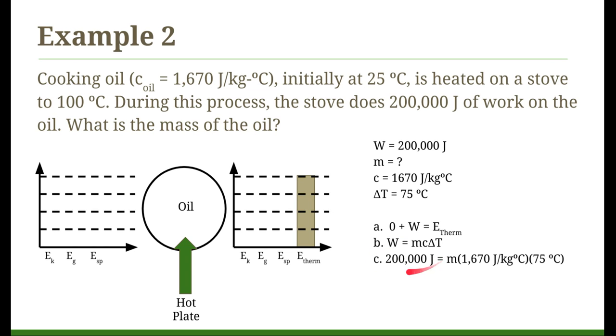We have the work, we have the specific heat and the change in temperature. And so now what we're going to do is solve for mass. First, we're going to multiply the two numbers on the right side of the equation, and then we'll be able to divide both sides by 125,250 to get that the mass of the cooking oil was 1.6 kilograms.